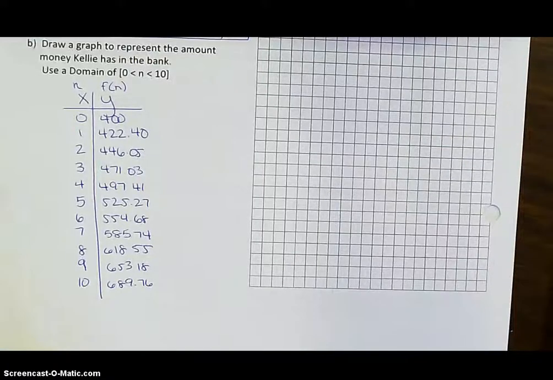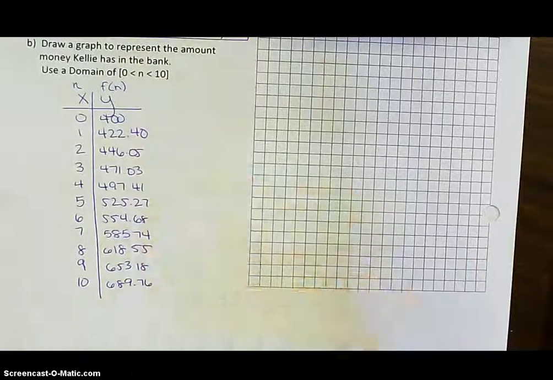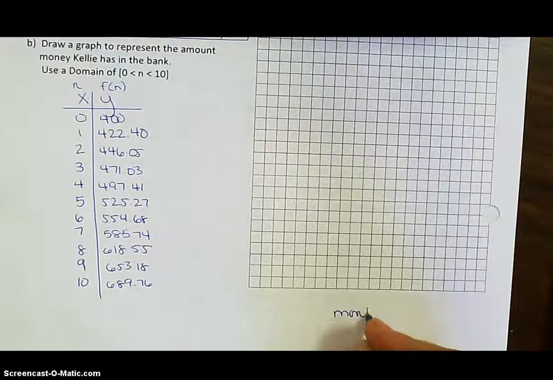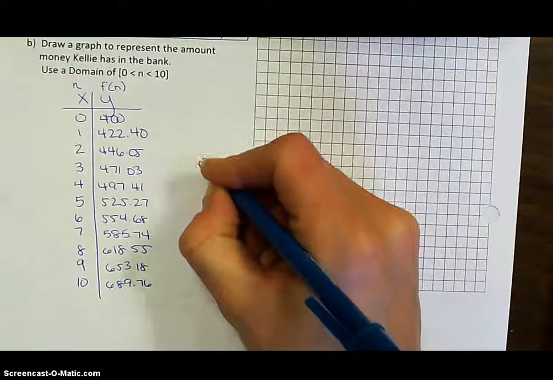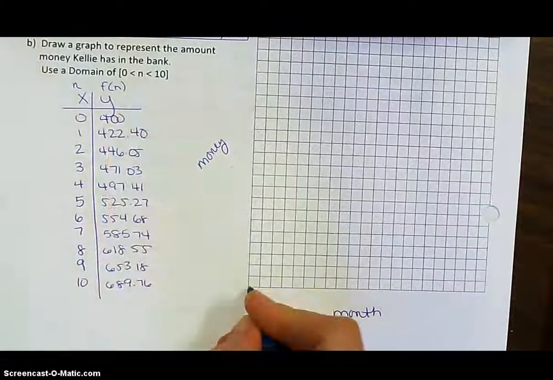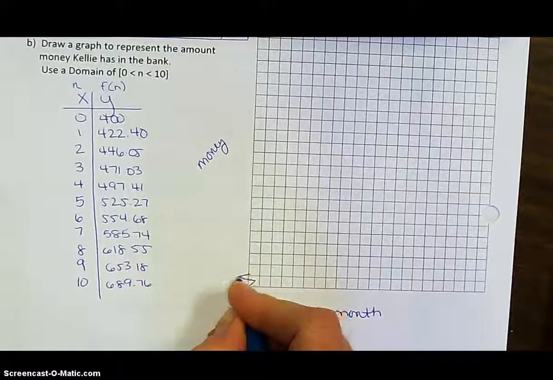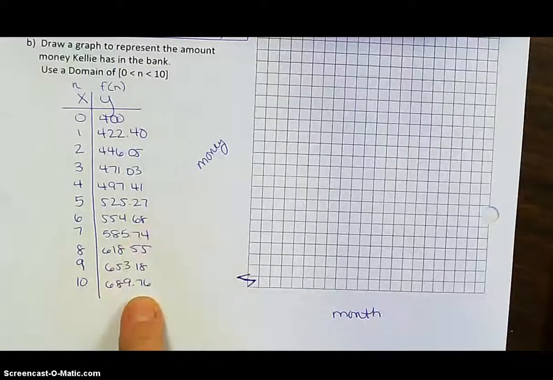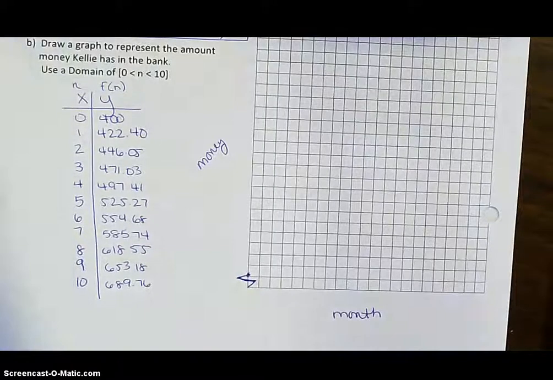Okay, now that we have our values, we have to go ahead and mark our axes so we can graph. So this is going to be our month, and this is going to be our money, our y-axis. I can see on my y-axis, I'm going to have to put a break in my chart because I'm not going to be able to start at 1. And I have to go from 400 all the way to 689. So I'm going to go ahead and count by 20s. Go ahead, pause your video, and write up your axes.